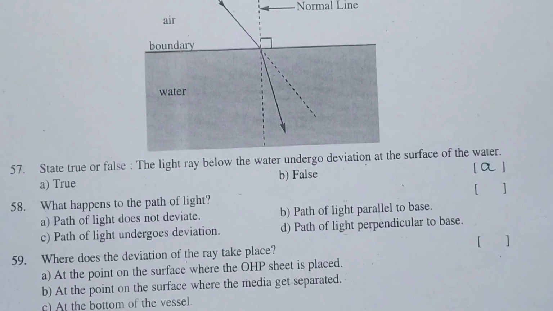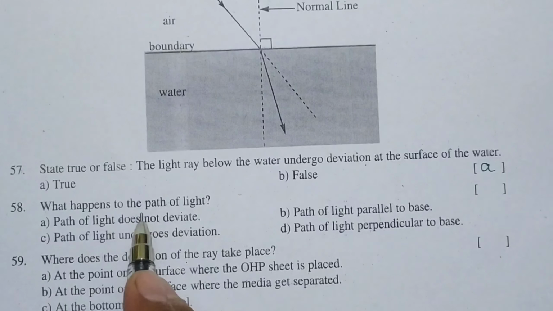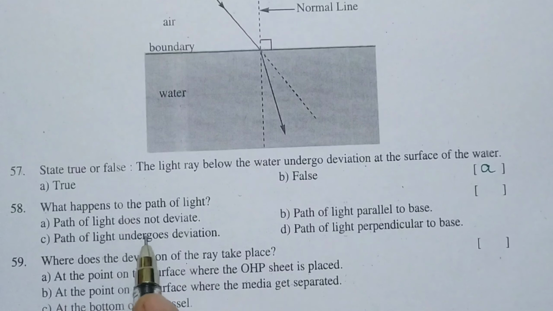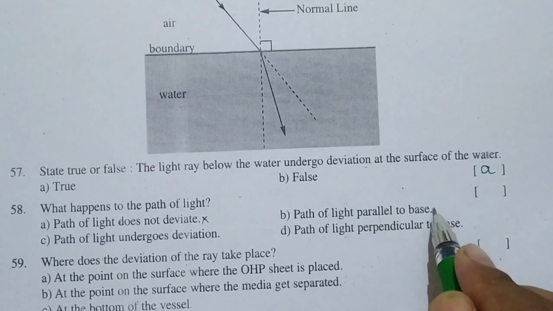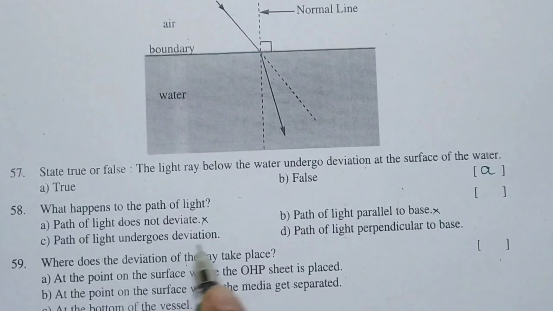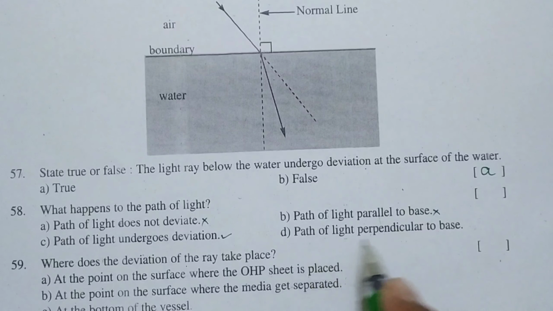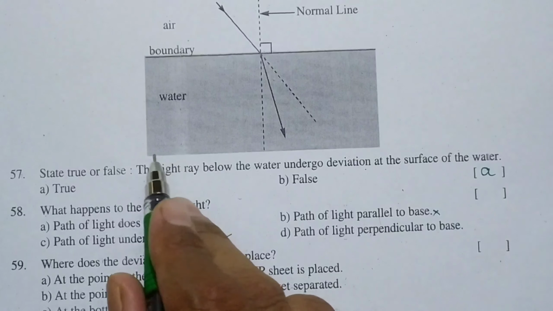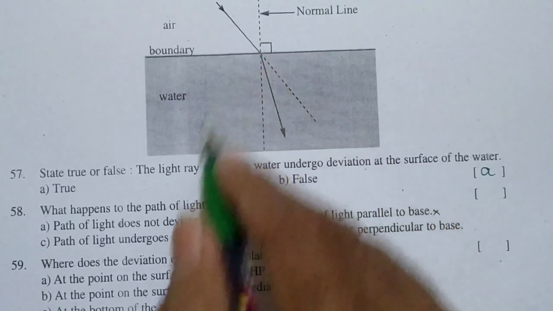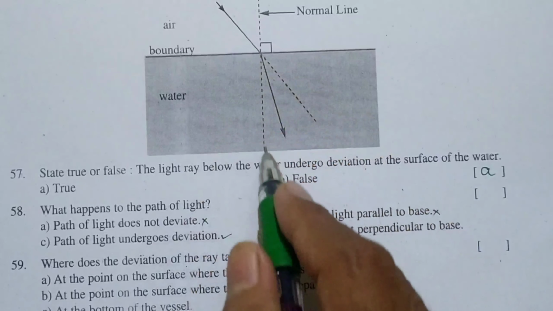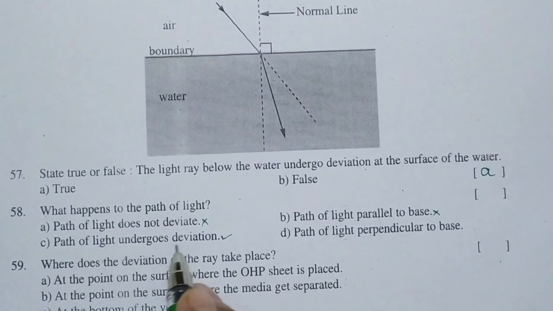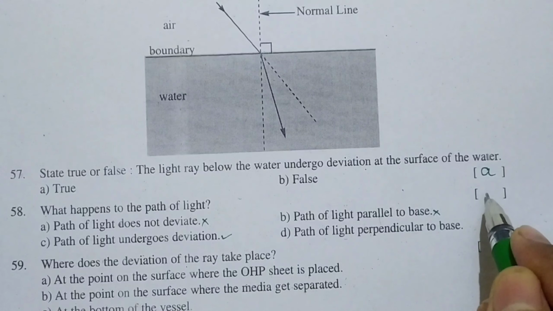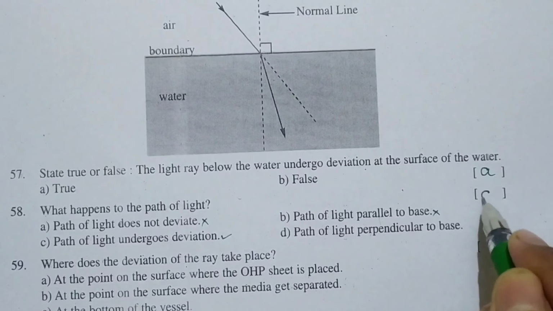Now the 58th question: what happens to the path of the light? Path of the light does not deviate? No, it will deviate. Path of the light parallel to the base? No, not at all. Path of the light undergoes deviation? Yes, it is true. Path of the light perpendicular to the base? Here is the base. The path of the light won't be perpendicular, right? And it won't be parallel also. So the path of the light undergoes deviation. So here option C is the right answer.